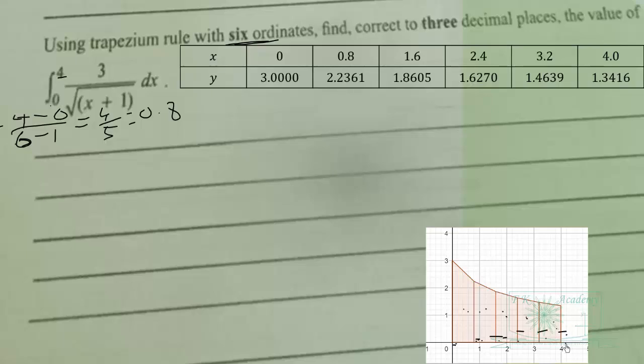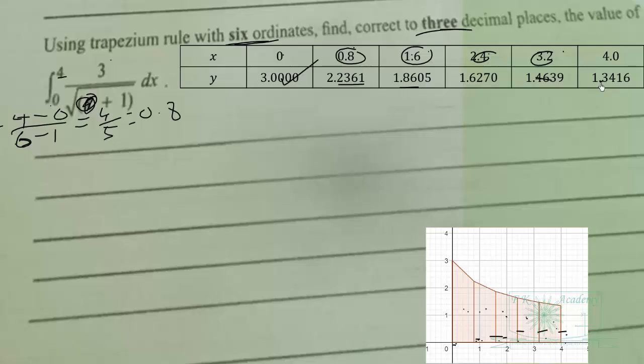So we plug the x values into the function here. Plug in 0 here. You get 3 over square root of 1, which is 1. 3 over 1 will give you 3. Then plug in 0.8 here. Whatever you get, you write it at least to 4 decimal places because you have to correct to 3 decimal places. Then plug in this one here, you get this value. Plug in this one, where the x is, get this value, like that, to get to the last one.